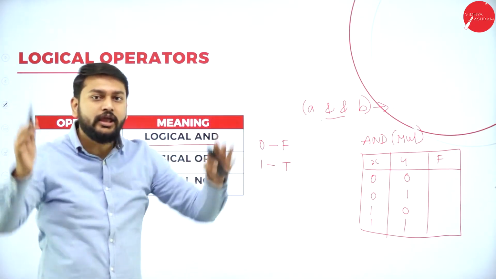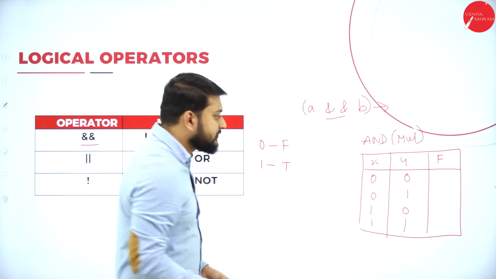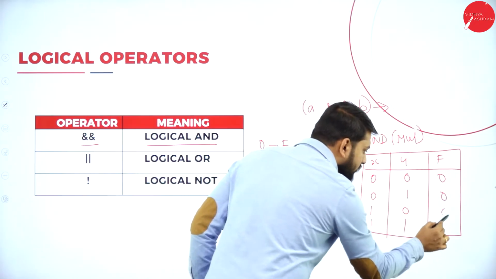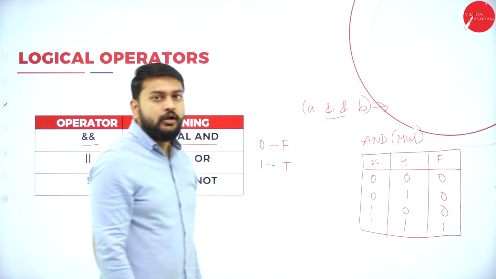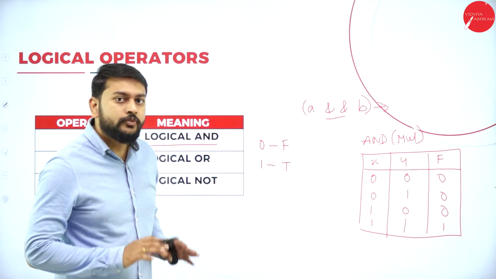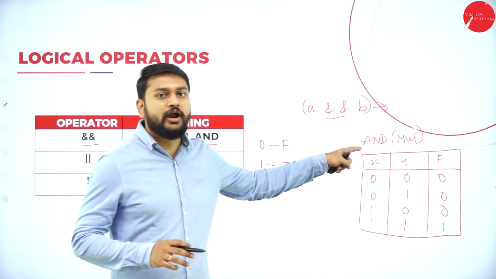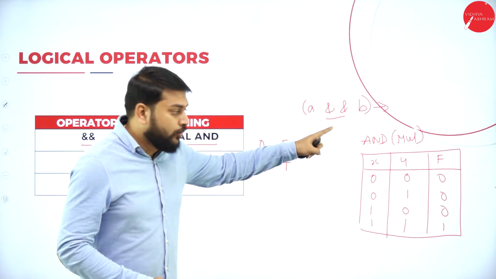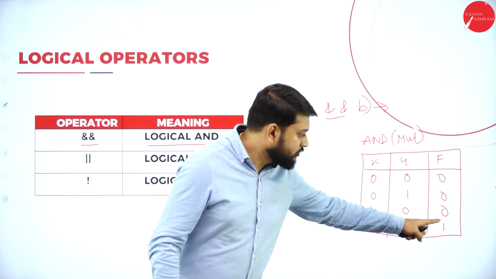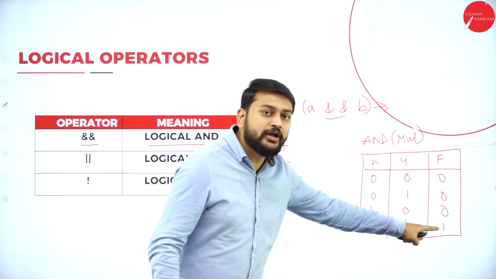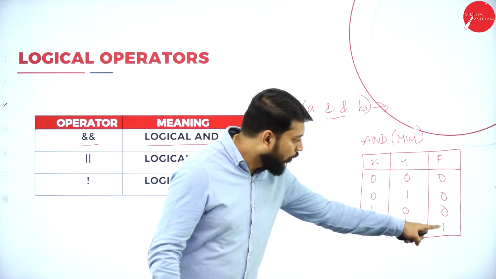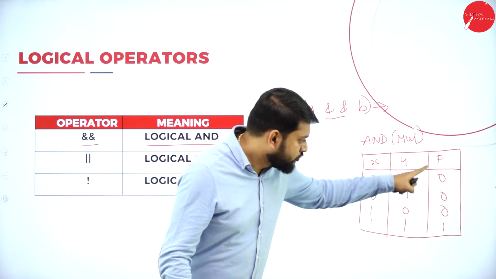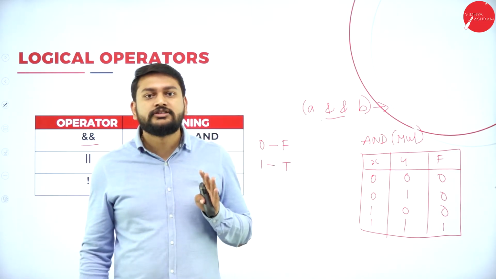So fine, what will I do now? Please understand, 0 into 0, 0. 0 into 1, it is 0. 1 into 0, it is 0. 1 into 1, it is 1. You got the multiplication concept? So fine. Same concept I will apply for logical AND. 1 in the sense true, 0 in the sense false. When will it become true? When both the conditions are true, only then it is true. If any one condition is false, your result will be false.